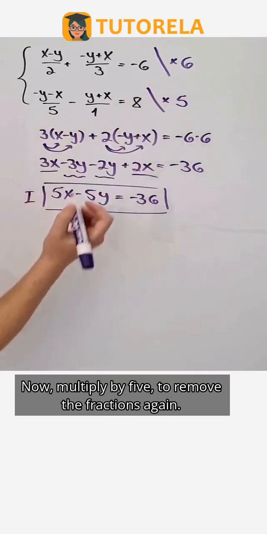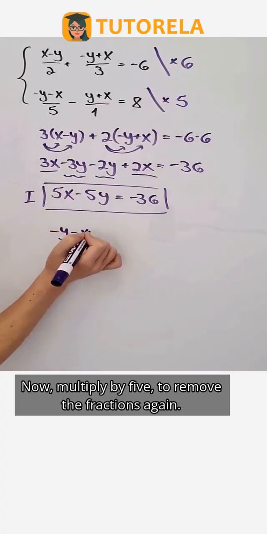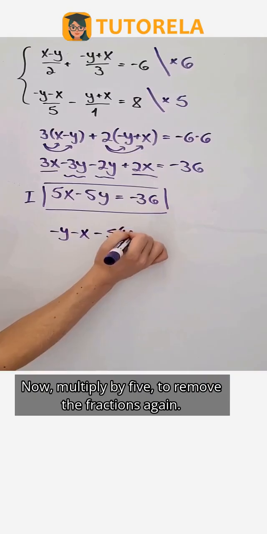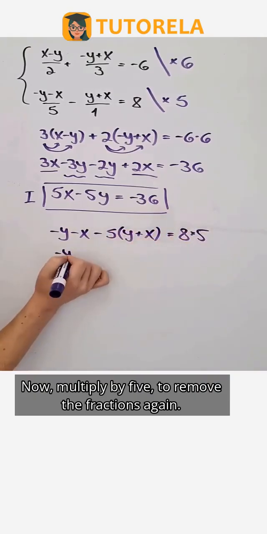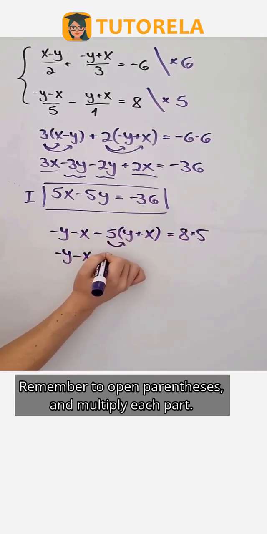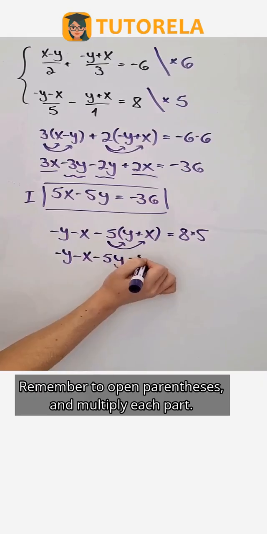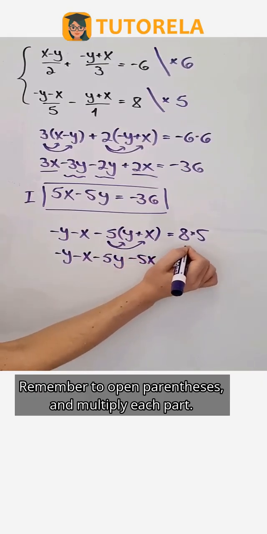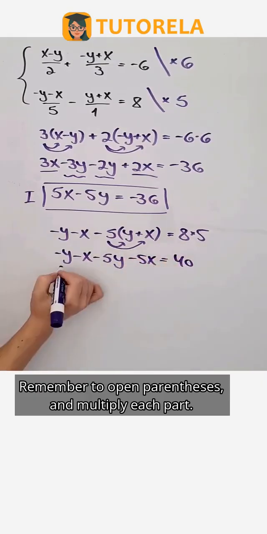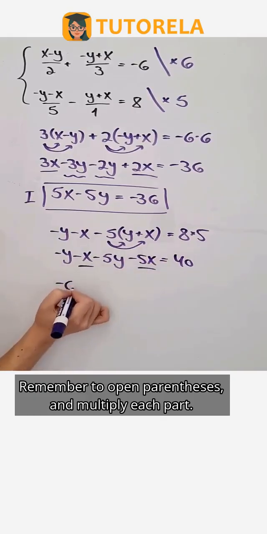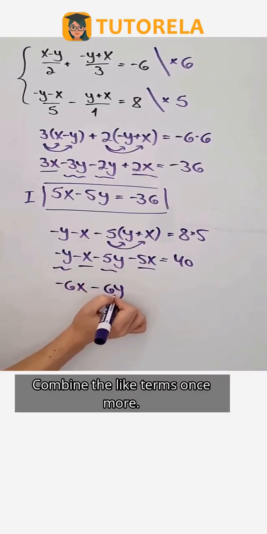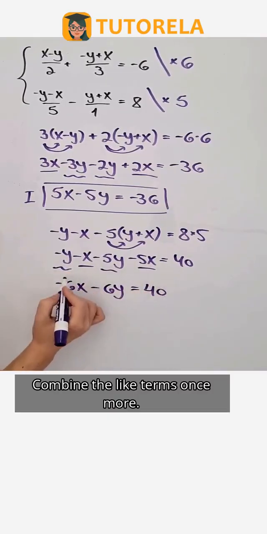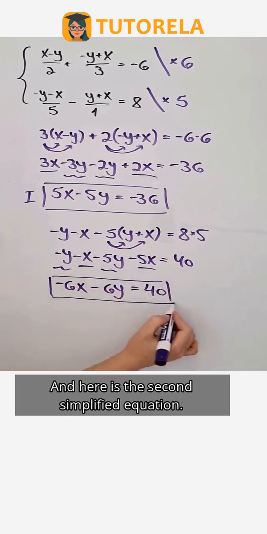Now, multiply by 5 to remove the fractions again. Remember to open parentheses and multiply each part. Combine the like terms once more. And here's the second simplified equation.